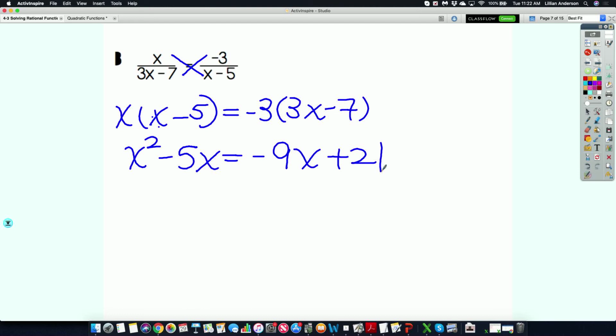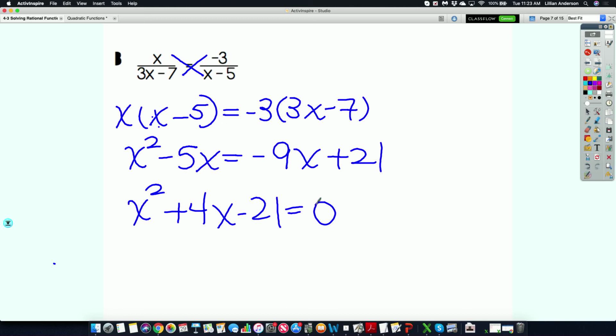Ooh, this looks like a good old quadratic. So how do you solve a quadratic? Completing the square, factoring, or the quadratic formula. Let's see if we can factor this first. It's the easiest way. I want to make sure everything's equal to 0, so I'm going to add 9x over and subtract 21. So when I add 9x, it becomes x squared plus 4x minus 21 equals 0.